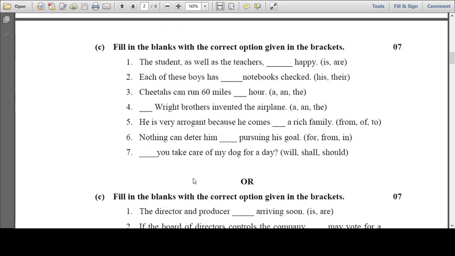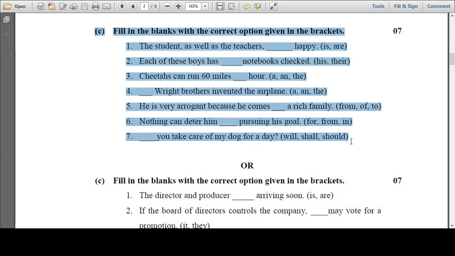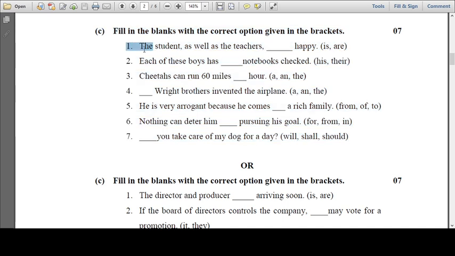Now the next one: fill in the blanks with the correct options given in the bracket. Very easy. This is about 7 marks. Now the first one: the student as well as the teachers dash happy. The unit number is the third one, the grammar, and this is about subject verb agreement. First and second, both blanks are about subject verb agreement.